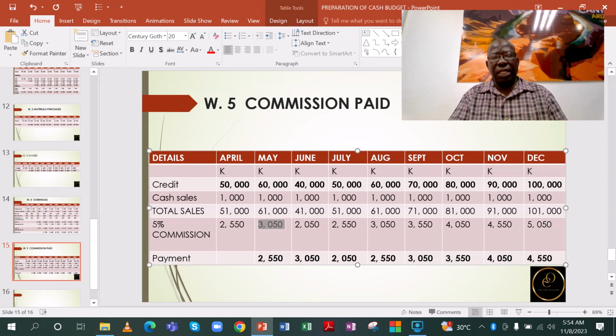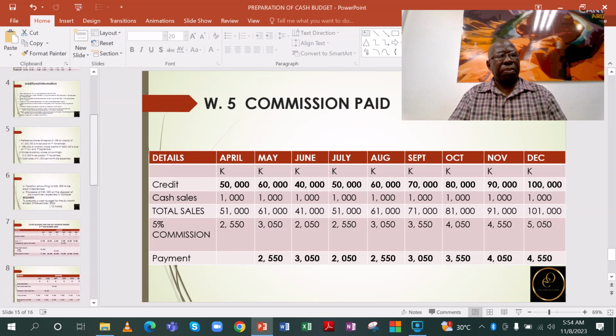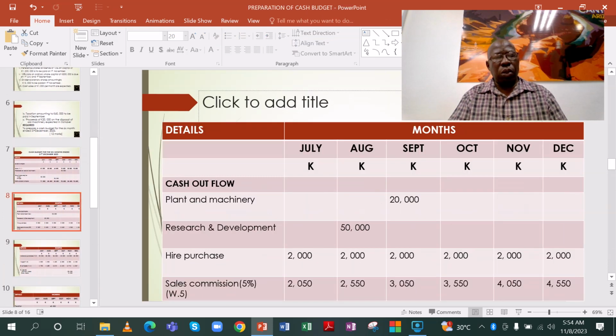So we pick this and go and slot it in the template to show how we pay the commission. So starting from working 5, this is what you slot in per month as commission.